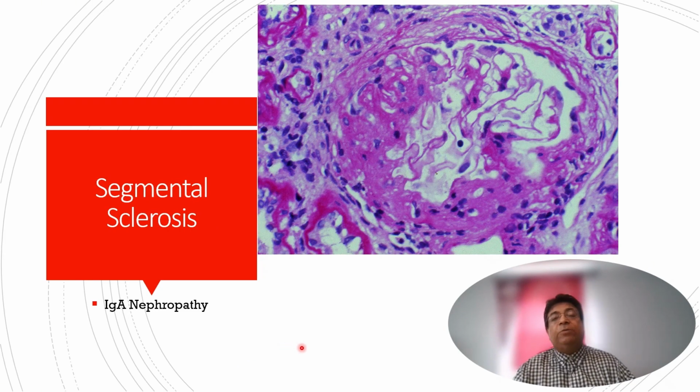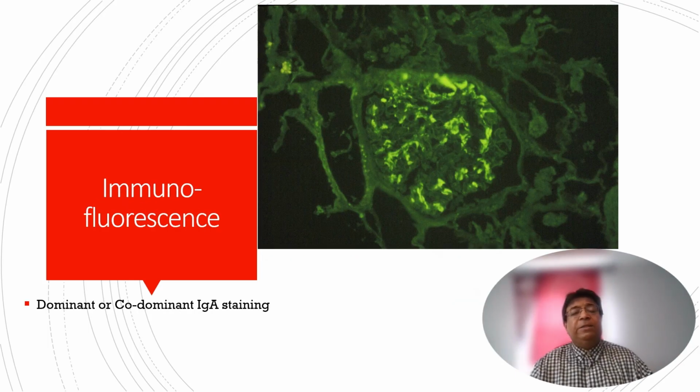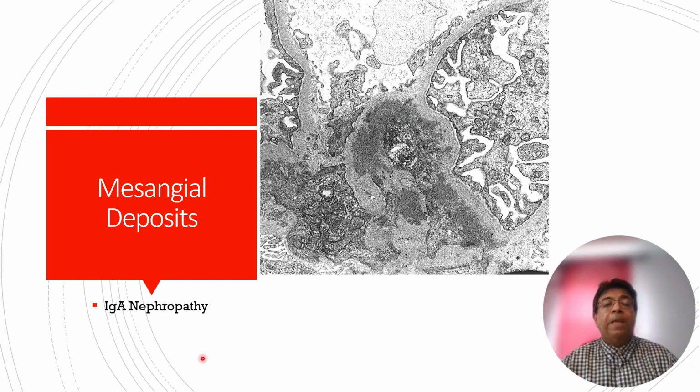This is segmental sclerosis. You can see that there's sclerosis in the segment of the glomerulus. And this is immunofluorescence. So you have to know what was stained in the slide. And this was a stain for IgA. And you can see that the staining for IgA is relatively intense. This is mesangial deposits. So here's your cell, here's the mesangial area, and you can see the mesangial deposits in the mesangium.